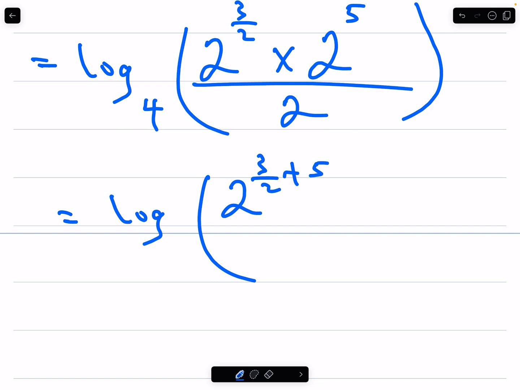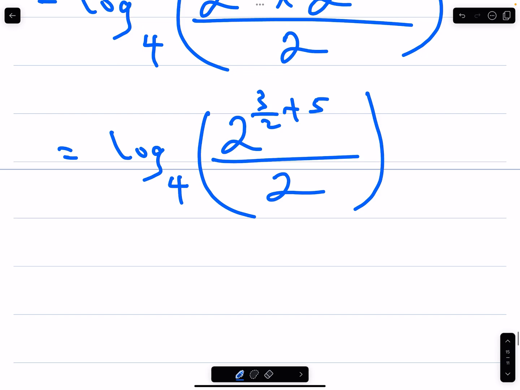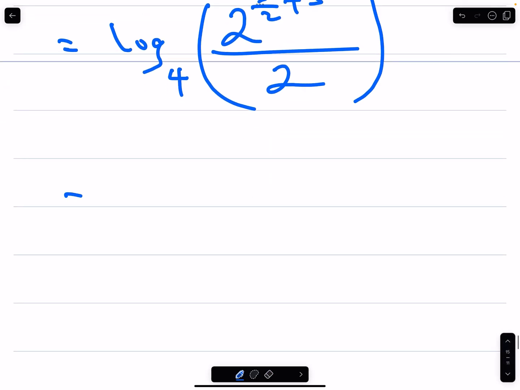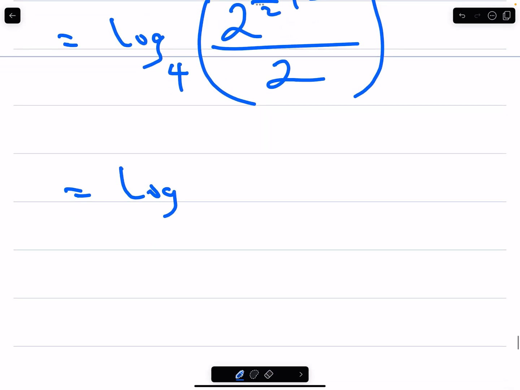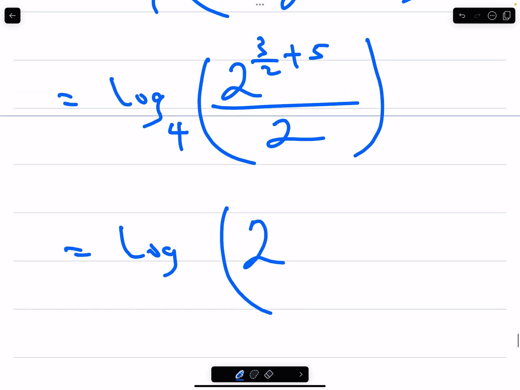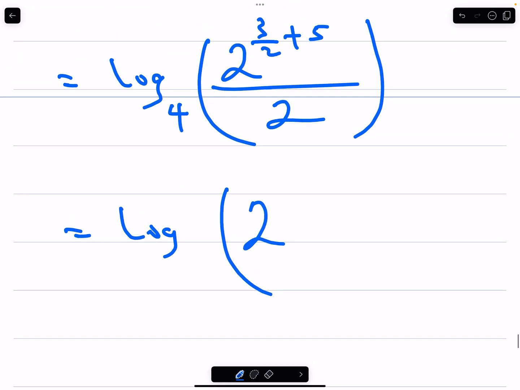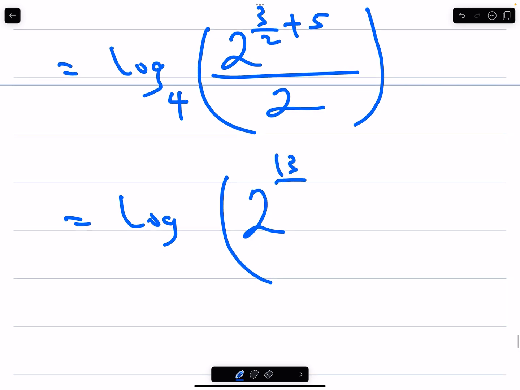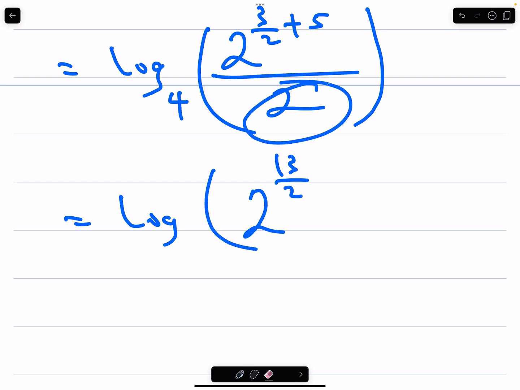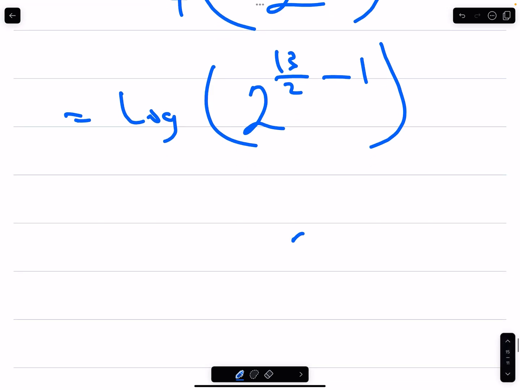Okay, let me just do it that way first. I want to show it in 2 steps so that it is very clear and not confusing at all. And that's going to become log 2 raised to the power 3 over 2 plus 5, which is the same as 13 over 2. 2 raised to the power 13 over 2 divided by 2 raised to the power 1, which will mean 2 raised to the power 13 over 2 minus 1. Of course, if I say 2 raised to the power 13 over 2 divided by 2 raised to the power 1, that's going to be the same as 2 raised to the power 13 over 2 minus 1.